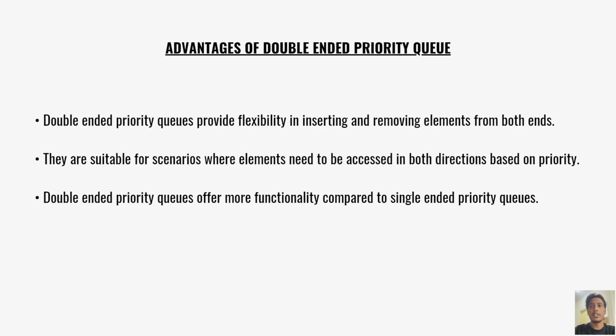Advantages of double-ended priority queues. Double-ended priority queues provide flexibility in inserting and removing elements from both ends. They are suitable for scenarios where elements need to be accessed in both directions based on priority. Double-ended priority queues offer more functionality compared to single-ended priority queues.